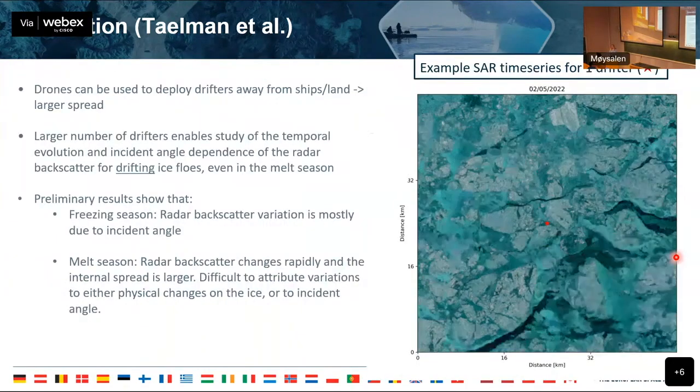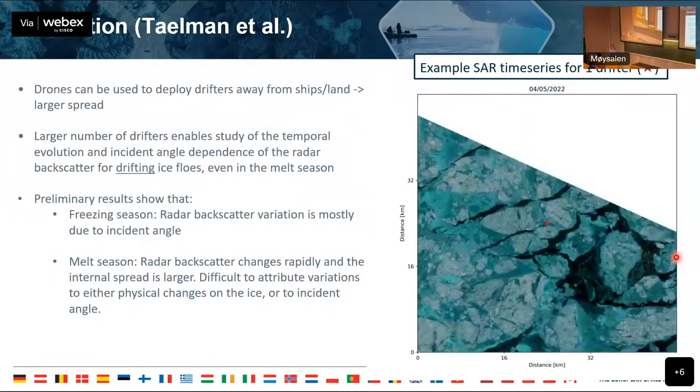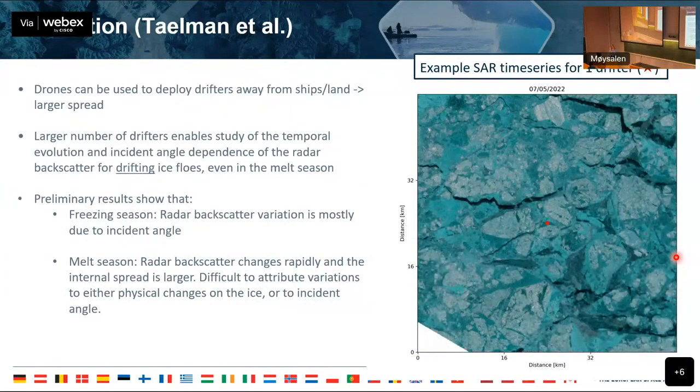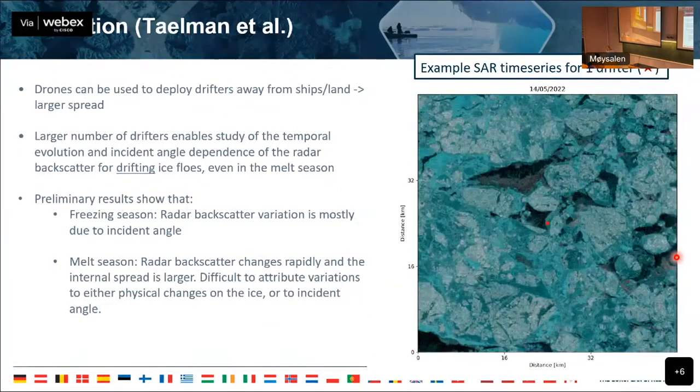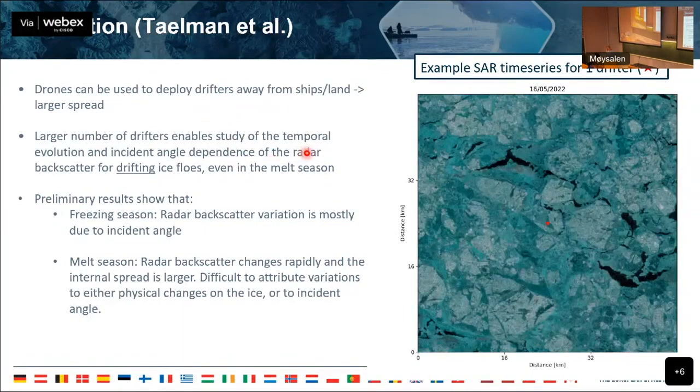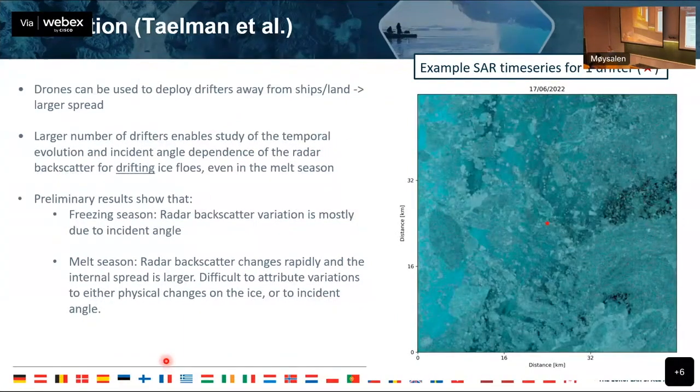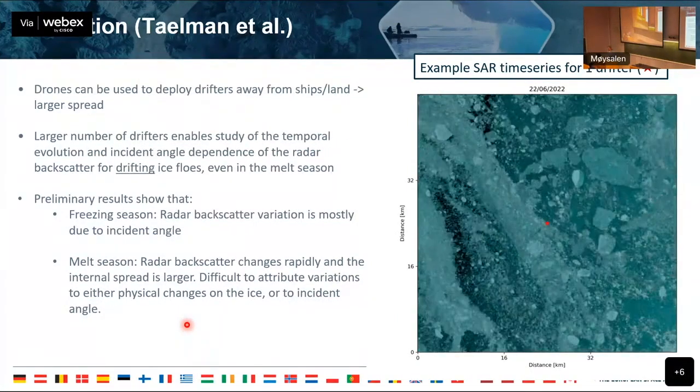And using drones, we could then deploy drifters away from the ship. We can get a larger spread. You can start having a network. And a large number of drifters also enable a study of temporal evolution, and the incidence angle effect, maybe, is getting a bit more challenging.